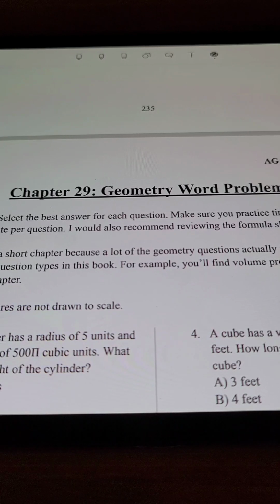Okay, so this is the geometry word problems chapter in my book, Overcoming Digital SAT Math.